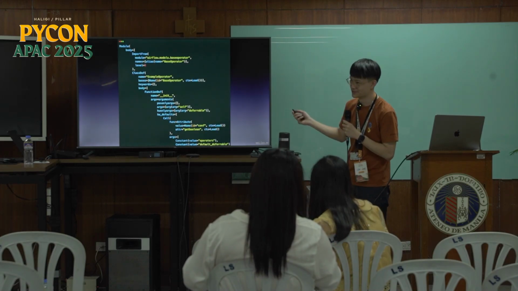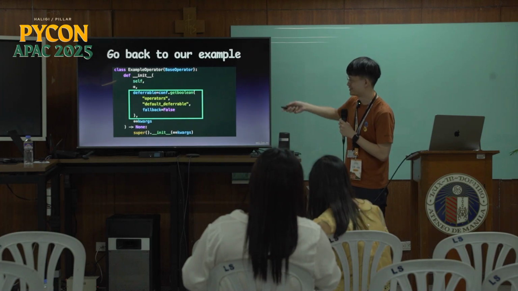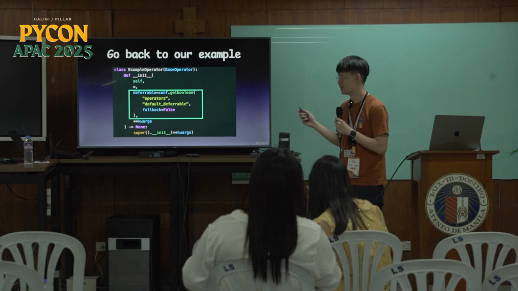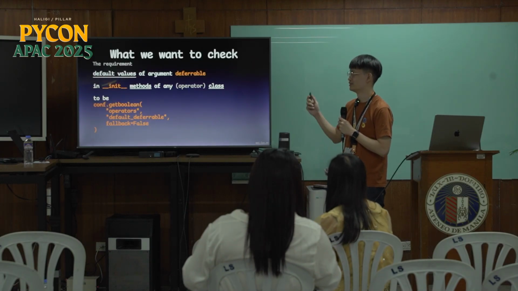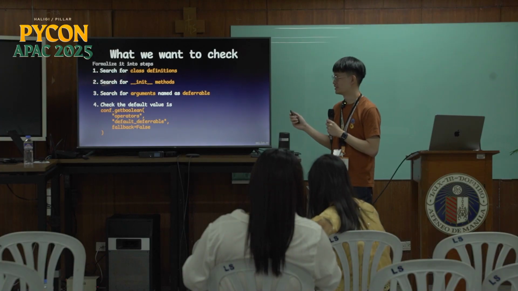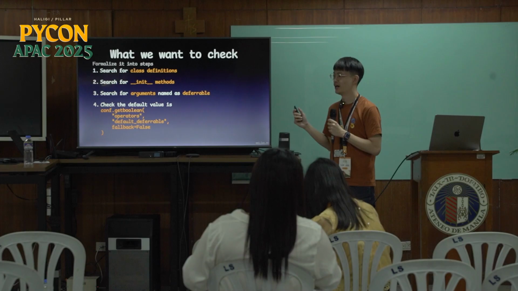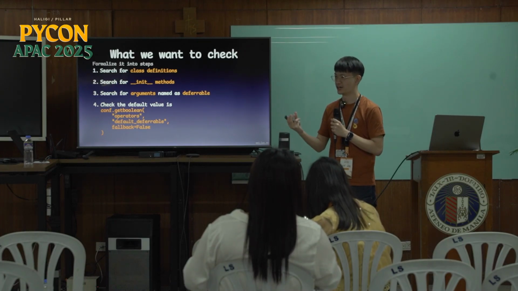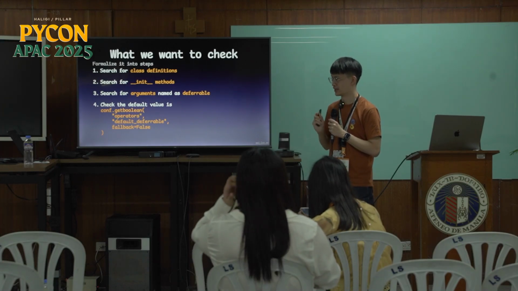If you want to see how the tree looks like, it's huge, even for such a super easy sample. But we are going to formalize the requirement a bit. Again, we are going to check the default value of deferrable, whether it's this giant thing. We search for all the class definitions, the dunder init method and the argument deferrable. If we find it, we'll check where the default value is set and whether it's set correctly.